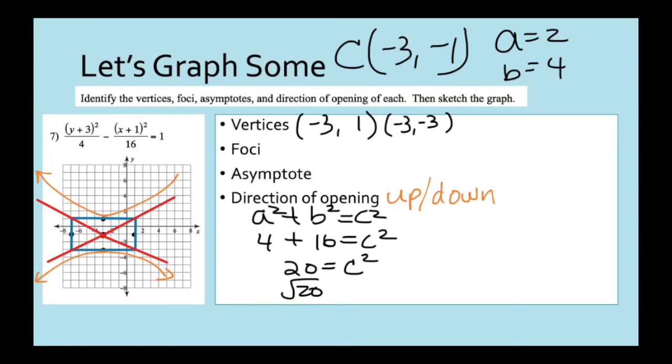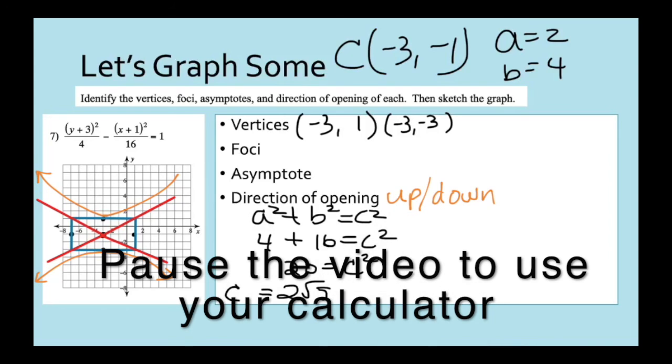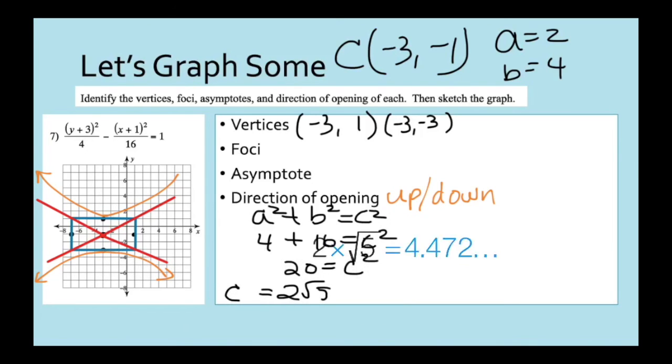which we can take some pieces out, which is 4 times 5. So the square root of 4 is 2. So that becomes 2 square root of 5. That equals c. I want you to pause the video and find 2 square root of 5. Come back when you've got it. When I did it on my calculator, I got approximately 4.5. So we're going to go 4.5.